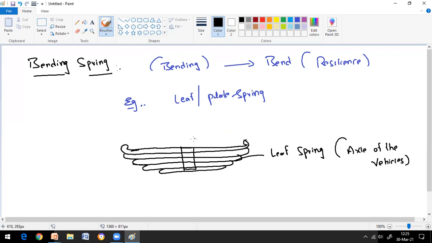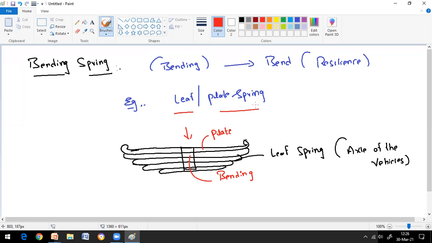Okay, so if you see these members, they are made up of plates. By the way, it is called a plate spring, where they are subjected to bending. Here the bending action takes place in this member, so we call it a bending spring. The example of this bending spring is the leaf or plate spring. Understood? Next, which spring comes under both the categories?